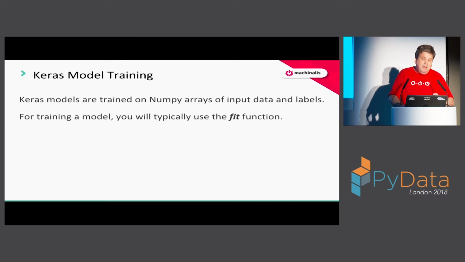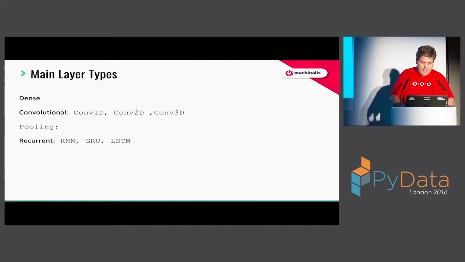The base method for training a network will be the fit function, which applies to many types of models. We'll see it in a minute. The layer types that we will be using for the computer vision problems are convolutional and pooling. Recurrent is just for the sake of completeness, but we won't be using it at all.